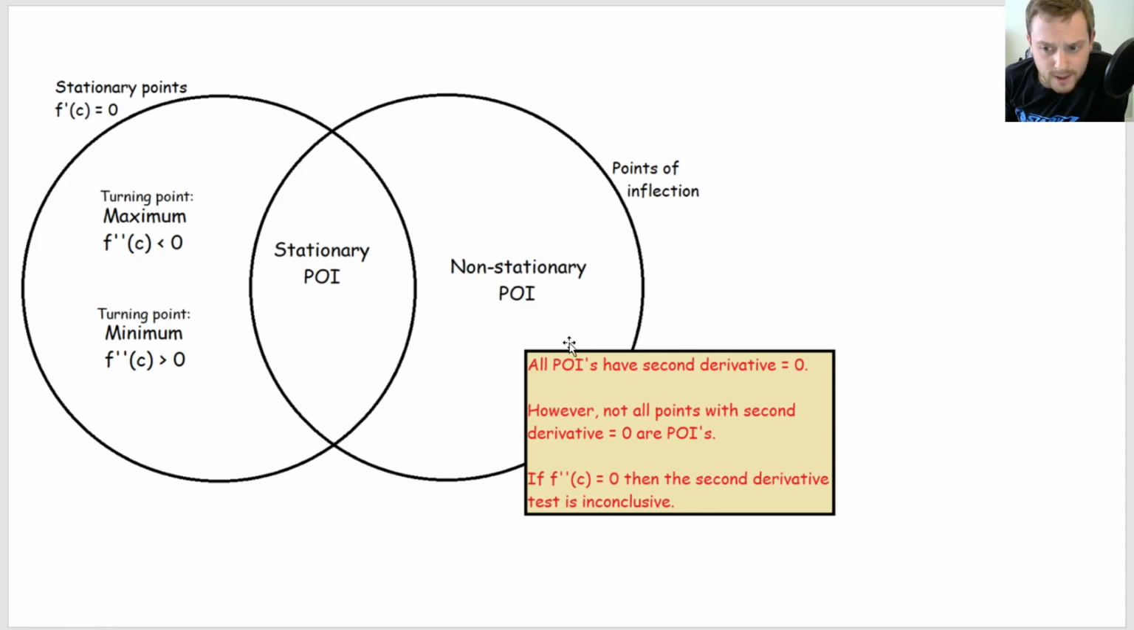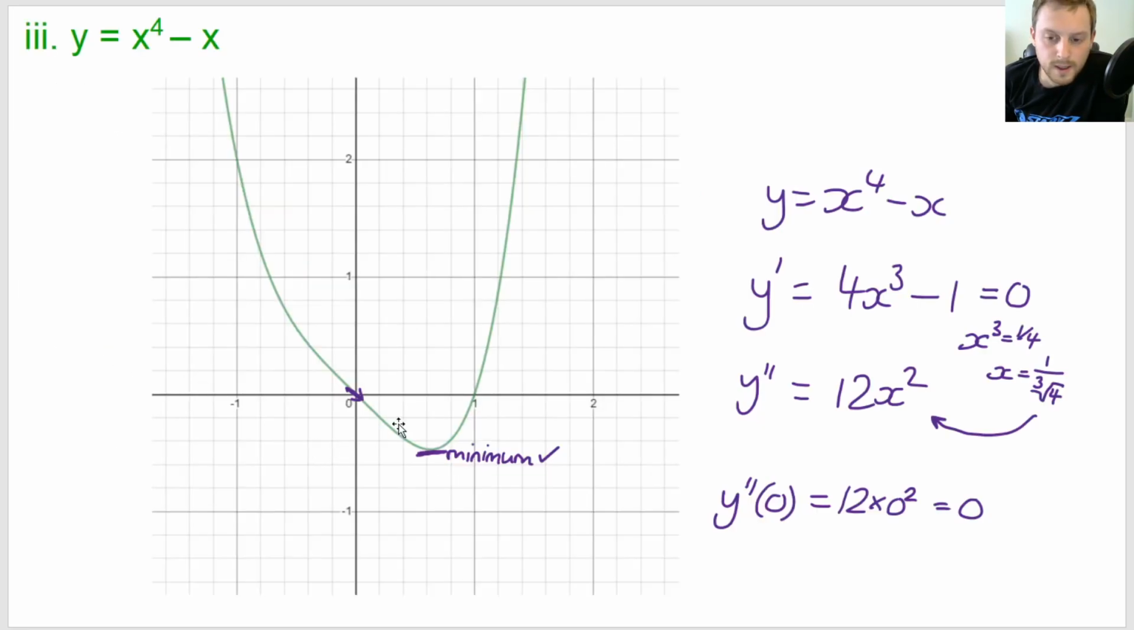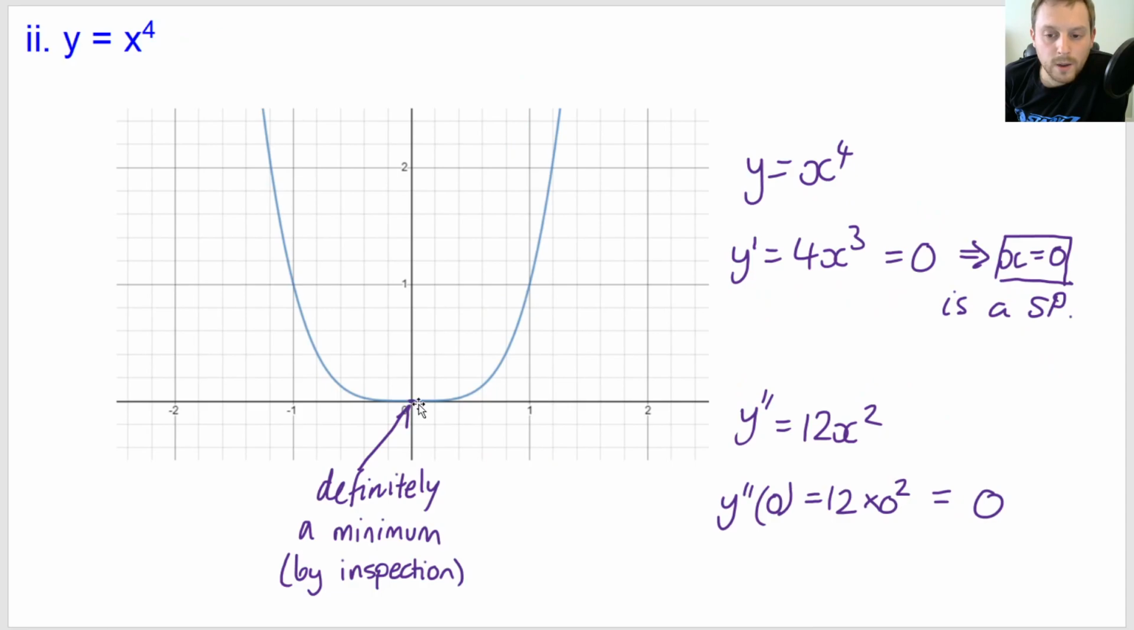And then I've got this little box here with some information in. So all points of inflection will have second derivative equals 0. That's just a property that they have. But not all points with second derivative equals 0 are points of inflection. We saw one here. There's a point there with second derivative equals 0, but it's not a point of inflection. Here's a point here with second derivative equals 0, but it's not a point of inflection.